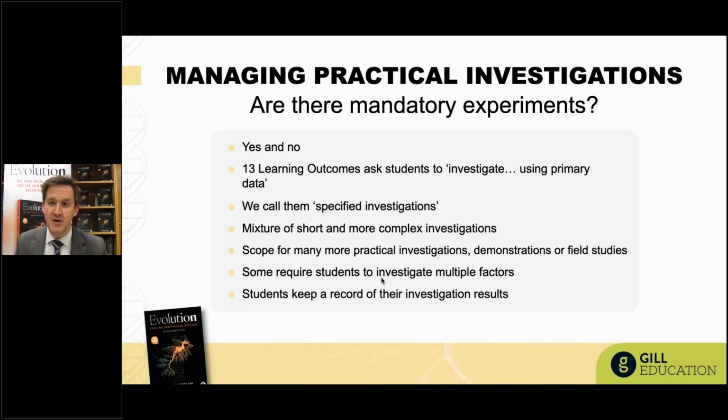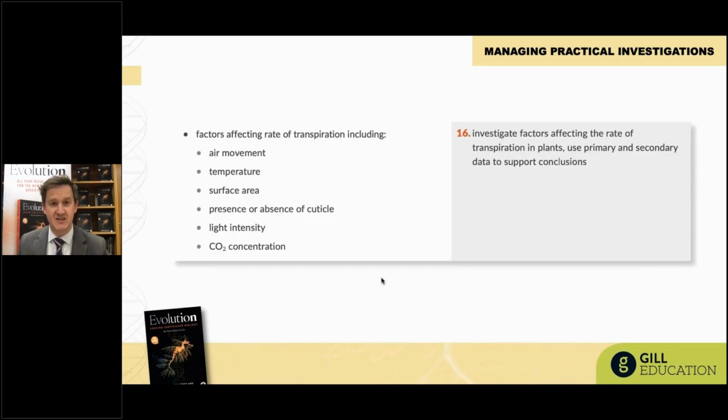Now, some investigative learning outcomes require students to investigate multiple factors. They might have to repeat an experiment more than once by changing different factors. And of course, students are required to keep a record of their investigation results. So I'll give you an example of one of the learning outcomes that relates to this. Here's one: investigate the factors affecting the rate of transpiration in plants. Use primary and secondary data to support your conclusions.